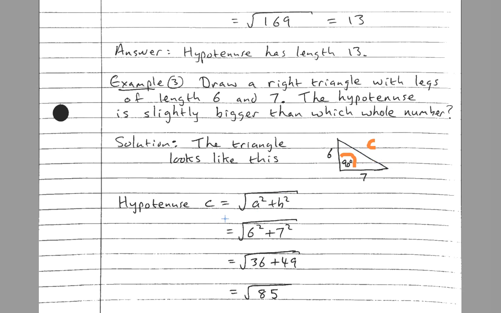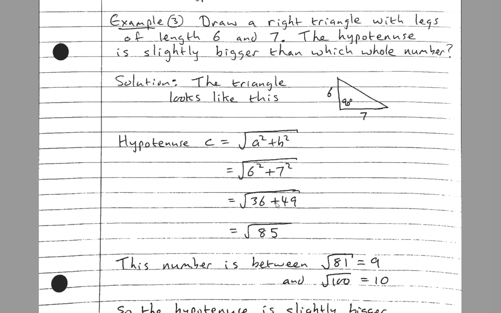So using our formula, the hypotenuse is the square root of a squared plus b squared. So we need 6 squared plus 7 squared. That's 36 plus 49. 36 plus 49 is 85. And then we need the square root of 85.